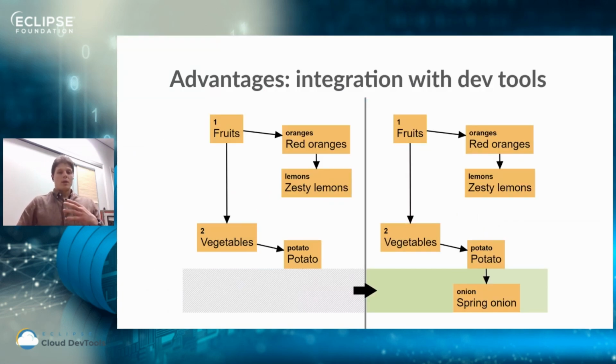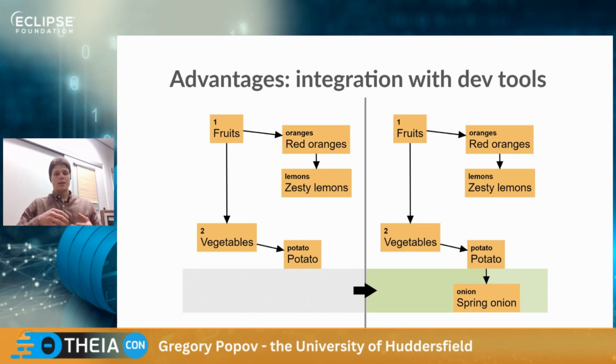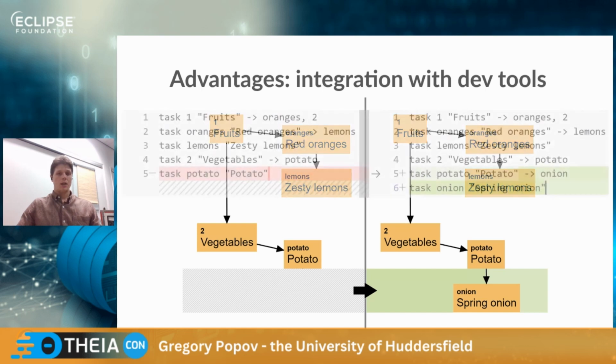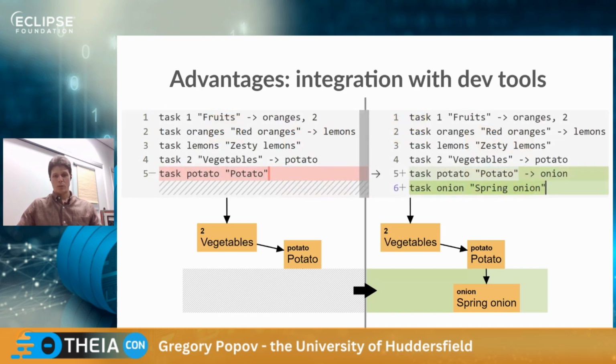So there are certain advantages of having text-first languages with multiple representation. First, being a text-based language, they integrate easily with development tools. For instance, diff for version control system Git for such a change, like adding one task and one transition, in DSL will look pretty straightforward and compact.